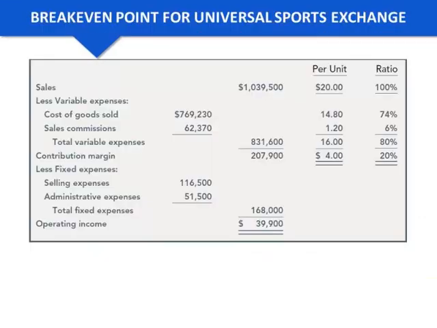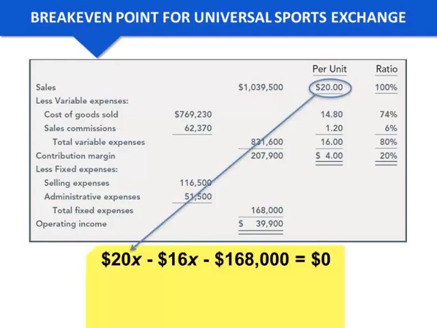Let's explore calculating the break-even point for Universal Sports Exchange. Here is the contribution format income statement for the latest period. We can use this statement to determine the break-even point. The sales price per unit is $20. Variable cost per unit are $16. Total fixed expenses are $168,000. We can now put this information in our profit equation to solve for the break-even point.